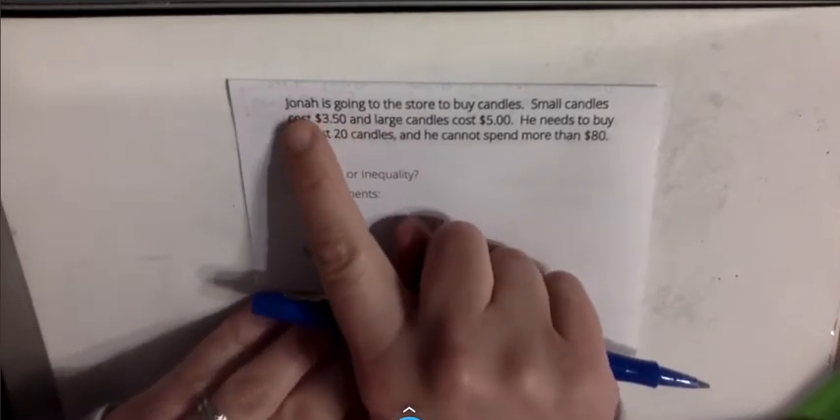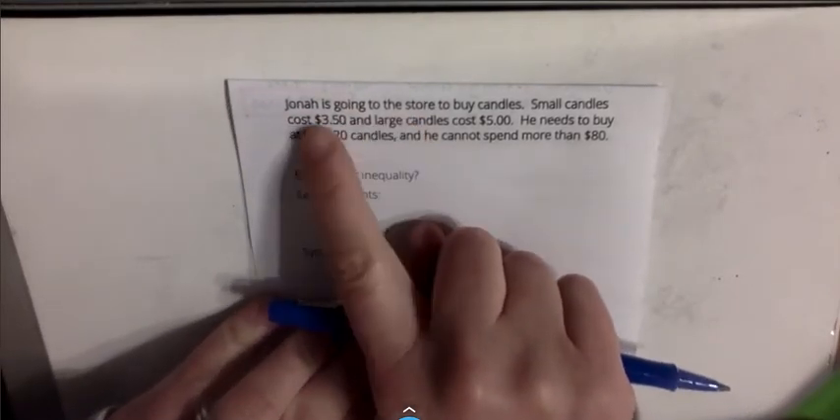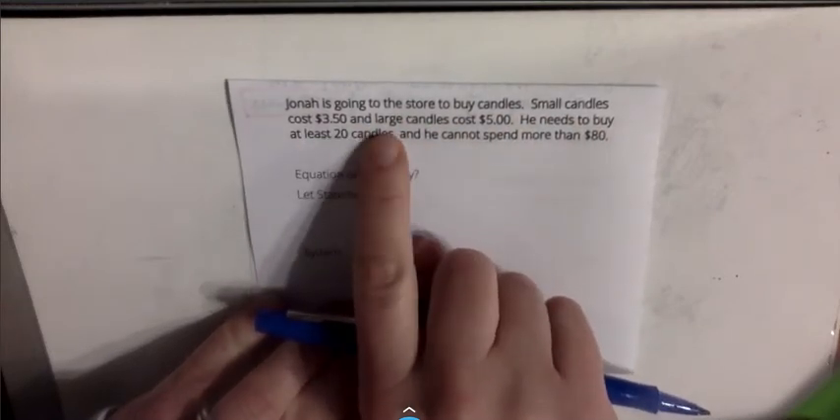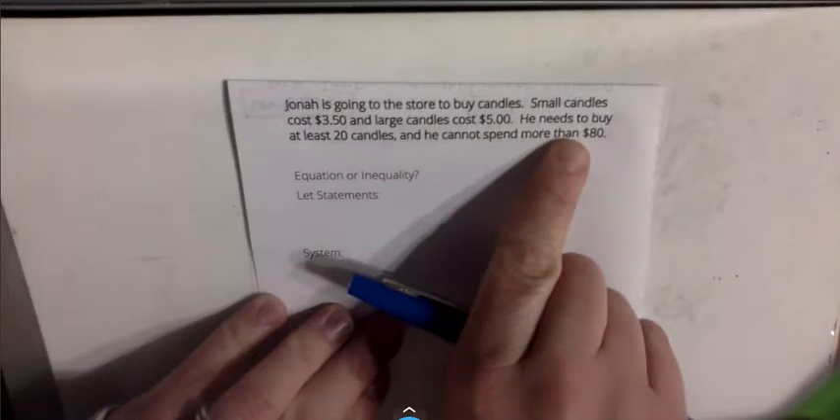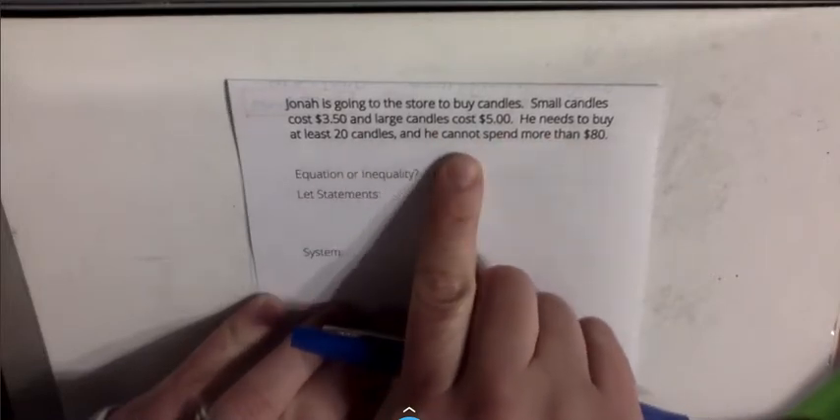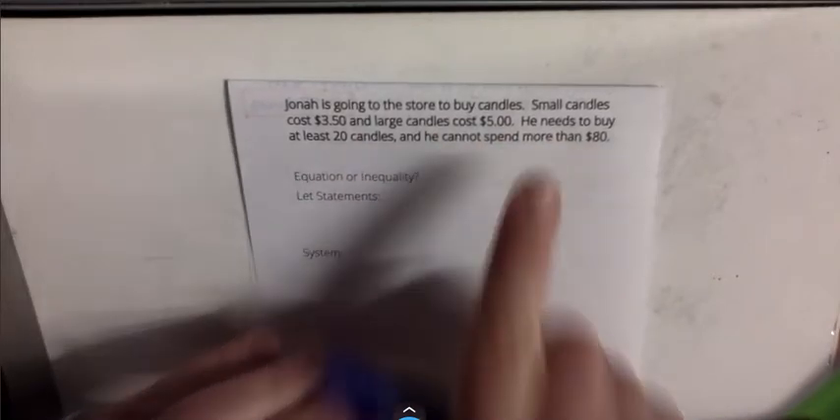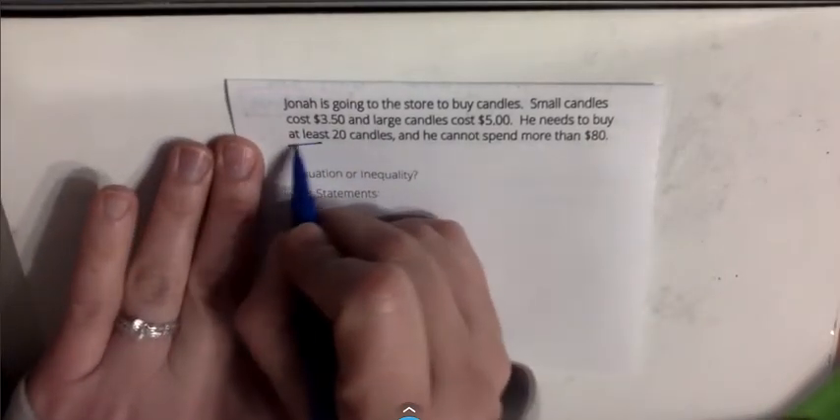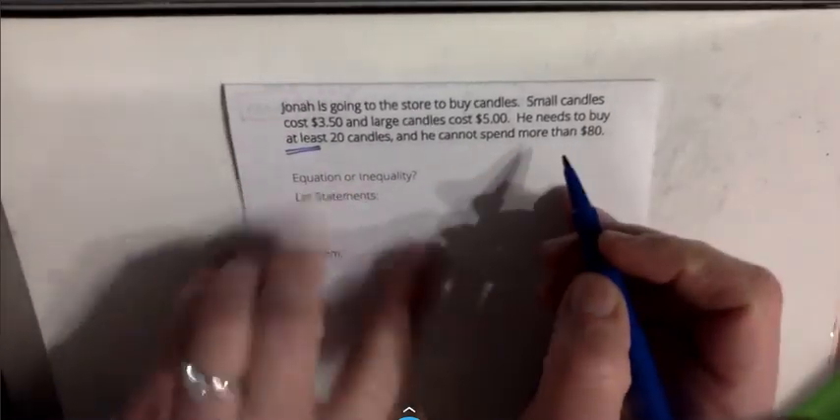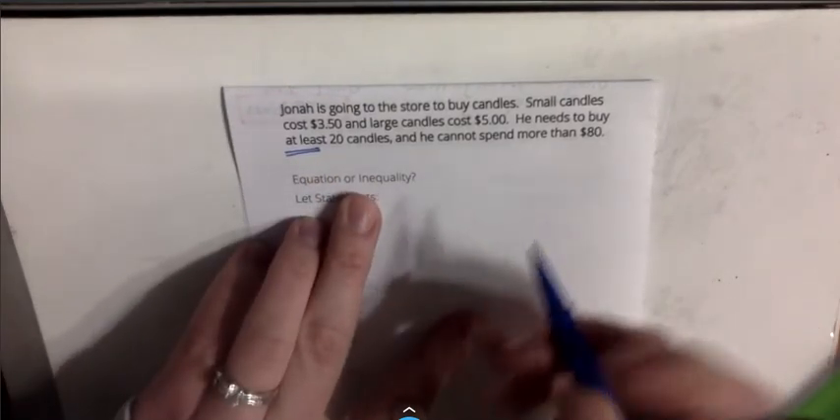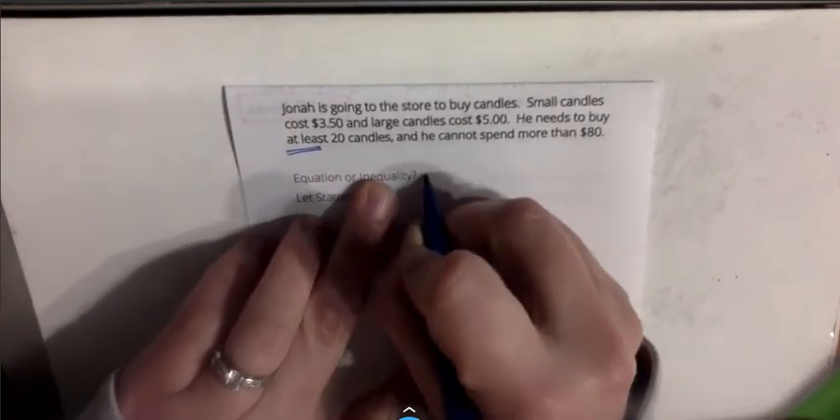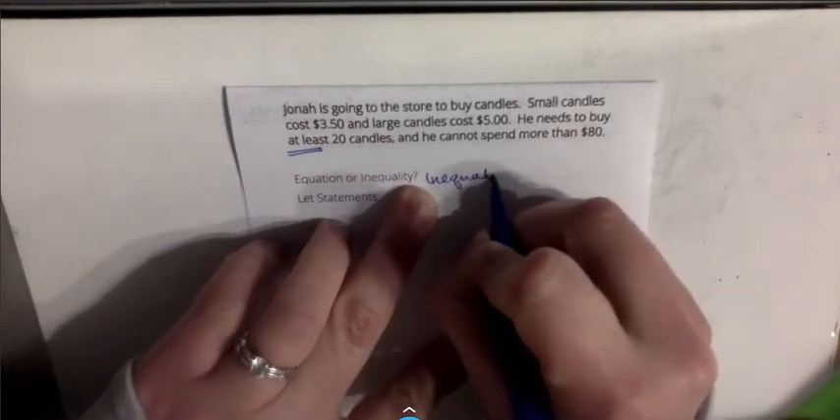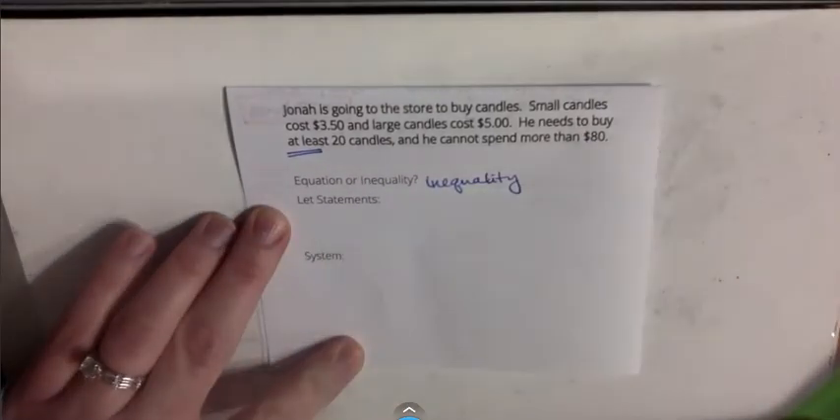So here we go. Jonah is going to a store to buy candles. Small candles cost $3.50 and large candles cost $5. He needs to buy at least 20 candles and he cannot spend more than $80. Interesting. Okay, so a few things indicate to me that this is an inequality. This "at least" statement is what really screams it. So this is an inequality because we have "at least" there, and that's really important.